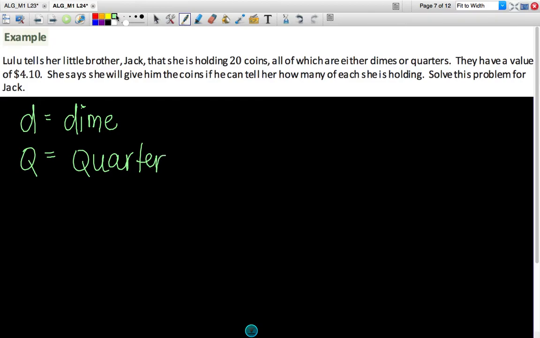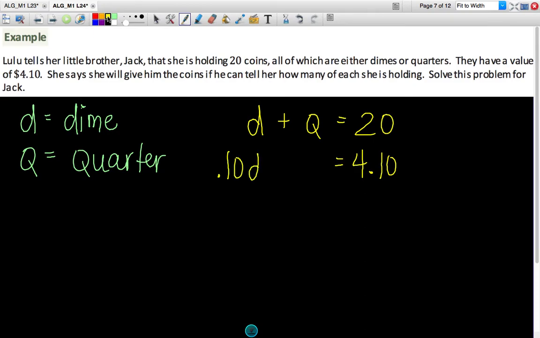Okay? So, if we know we have 20 coins, then we know that some dimes plus some quarters is going to equal 20. So there's one equation. We also know that when we add up these dimes and we add up these quarters, we're supposed to get $4.10. So that's going to be a total here. And we know each value of a dime, whether they tell us that or not. We know a dime is 10 cents, which we can mark as 0.10 D, plus a quarter is 0.25 Q.